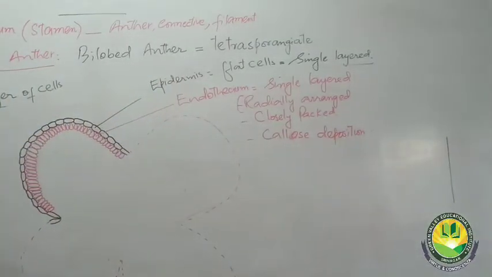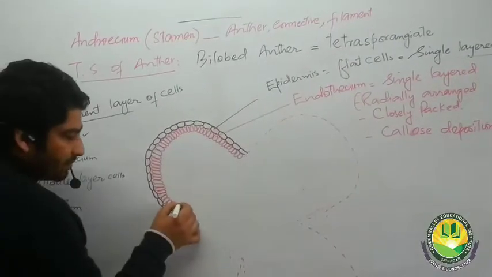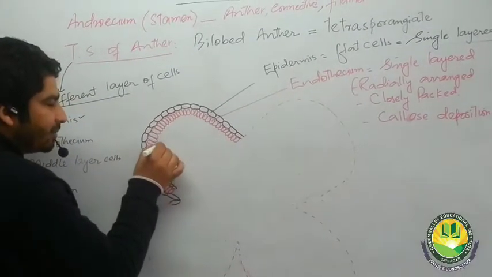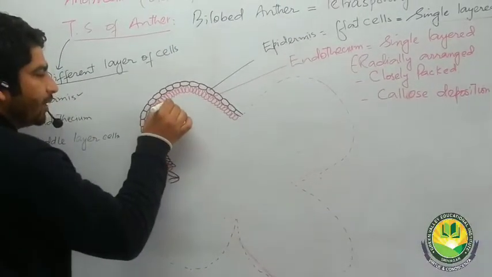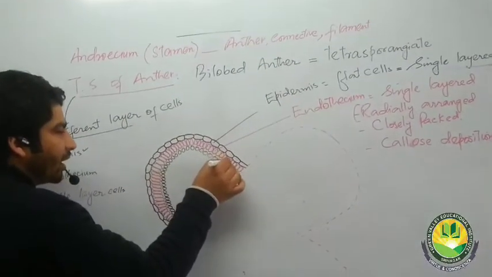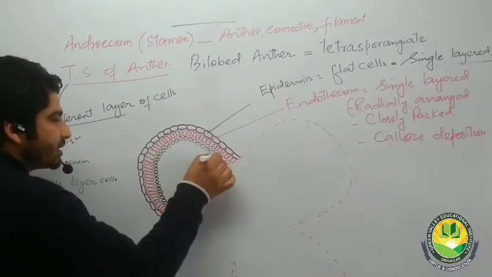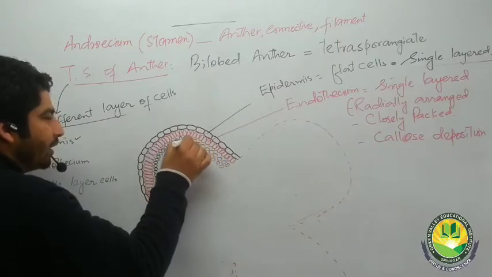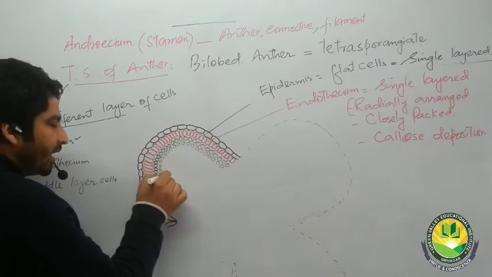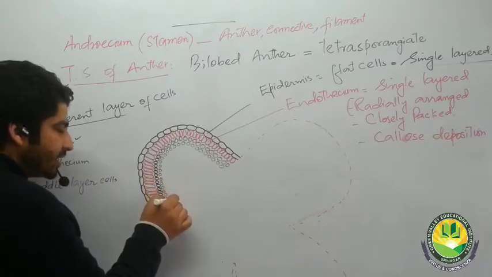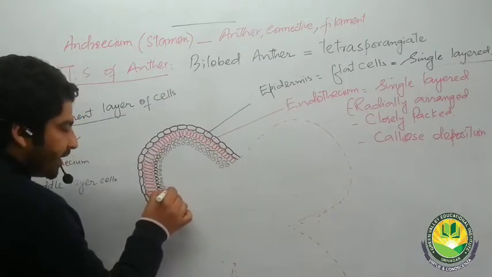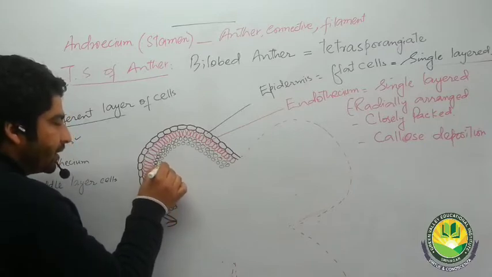Now, next to this are the cells of the middle layer. These cells of the middle layer are generally the parenchymatous cells. You know that the cells of the parenchyma have intercellular spaces. They are not compactly or closely packed. One characteristic feature of these parenchyma cells is that they can store some substances, and they are living, permanent cells. The cells of this middle layer vary in number from 3 to 4.